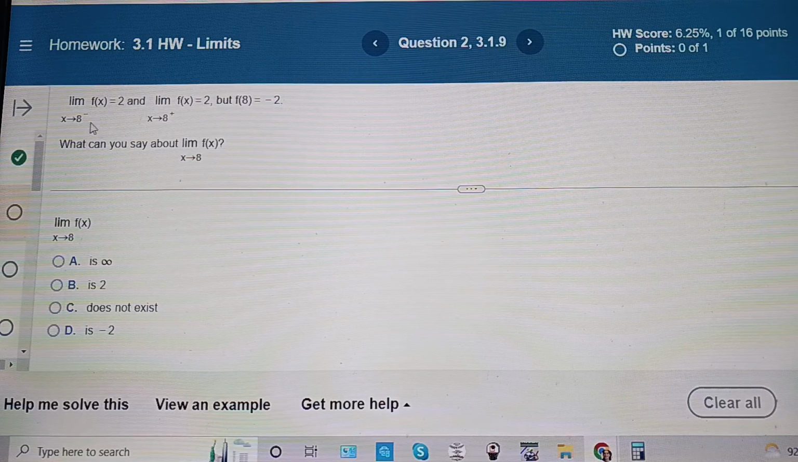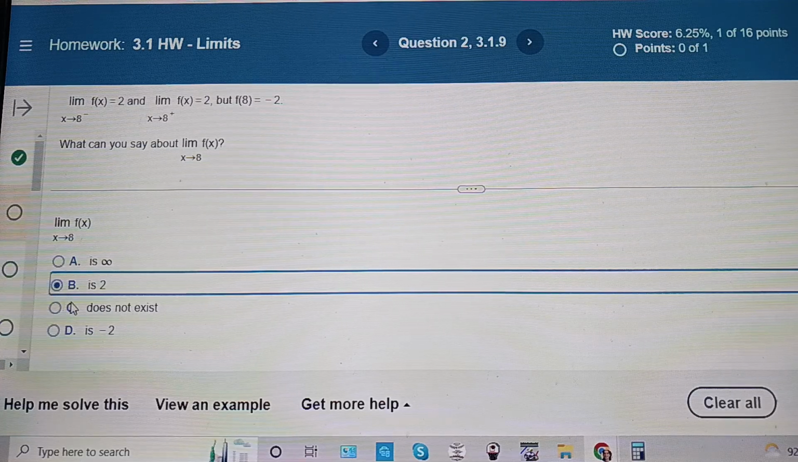So what if the left-sided limit is 2, the right-sided limit is 2, and f of 8 equals negative 2? What can you say about the overall limit as x approaches 8? This here has no effect on the answer, so they're just trying to trick you by telling you that. This could have been negative 2 or positive 2 or undefined or anything else. It's not going to affect this limit answer. This limit answer completely comes from the two one-sided limits. If they disagree, the answer automatically does not exist. If they agree, that's what its answer is, automatically.